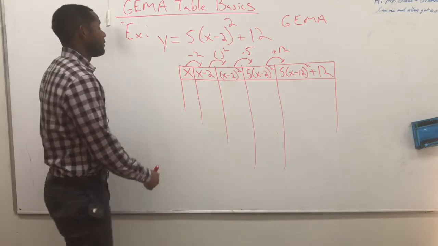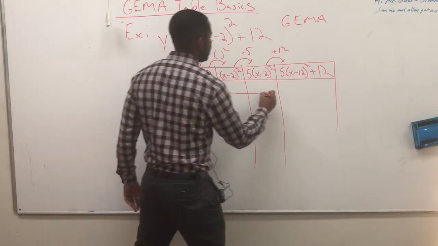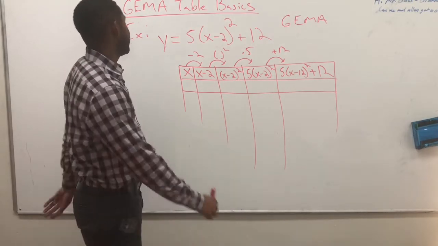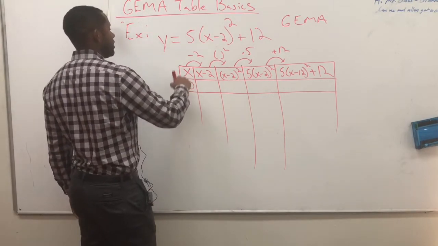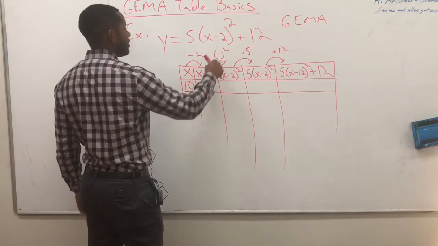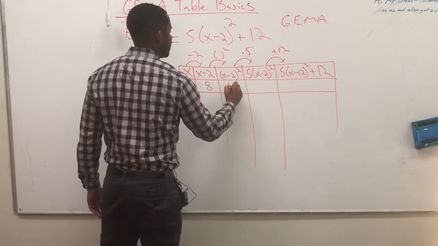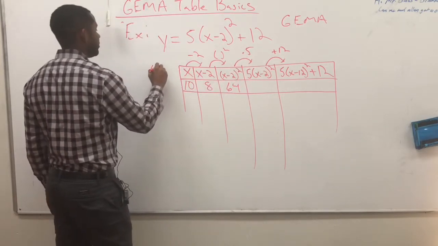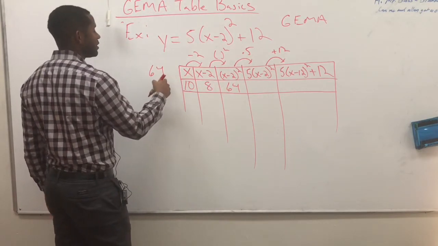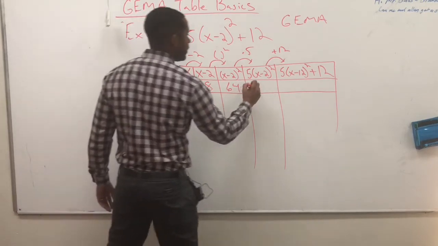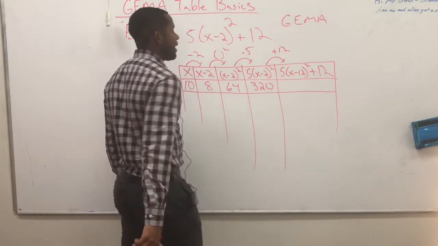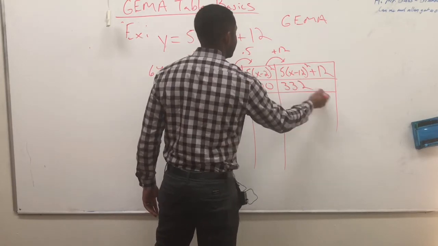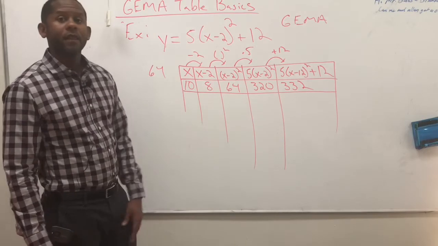Okay? And again, I can use some random numbers just to check. So if I want to know, what if x equals 10? Cool, put a 10 here. 10 minus 2 is 8. 8 squared is 64. 64 times 5, I have no idea what that is. Oh, 640 is 64 times 10, so half is 320. 320 plus 12 is 332.